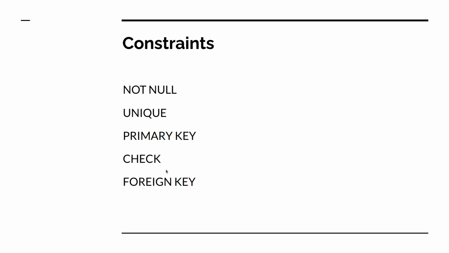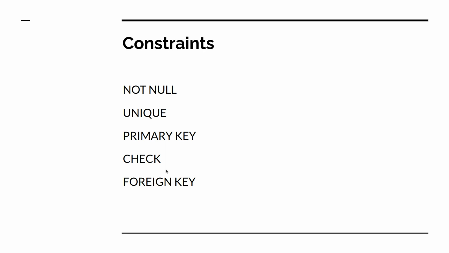Okay, a primary key can be only one, but a table can have multiple foreign keys. For this lecture, we are not going to use these constraints, but we will use them in coming lectures. For now, let's start creating our first table in Postgres.